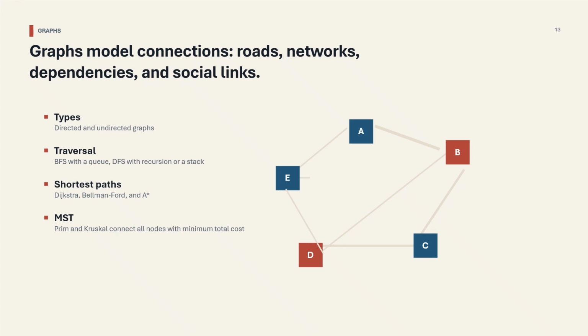Then learn minimum spanning tree algorithms. A minimum spanning tree connects all nodes with minimum total edge weight. The two main algorithms are Prim's algorithm and Kruskal's algorithm. This phase is very important because trees and graphs appear frequently in interviews and real-world systems.